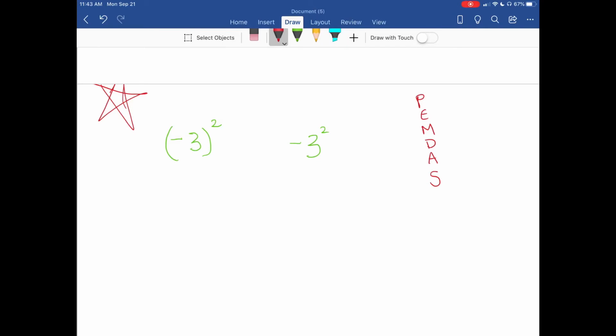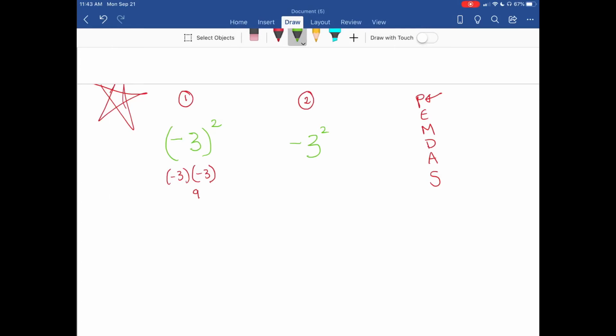When I look at scenario number 1, I can see the parentheses. The parentheses are really telling me in this situation what value is being squared. What number are we squaring, folks? Yes, we're squaring -3. Remember, that's the same thing as -3 times -3. And I know a negative times a negative is a positive, and 3 times 3 is 9. This results in 9.